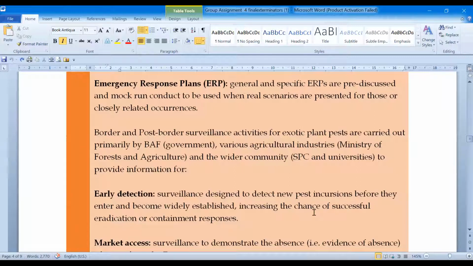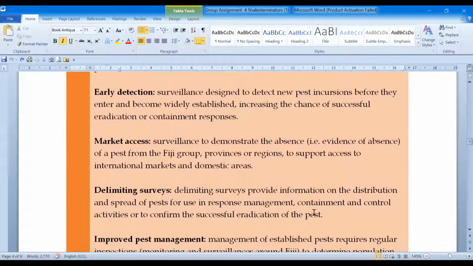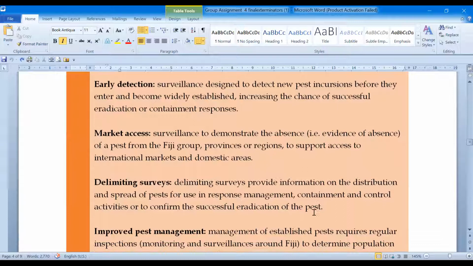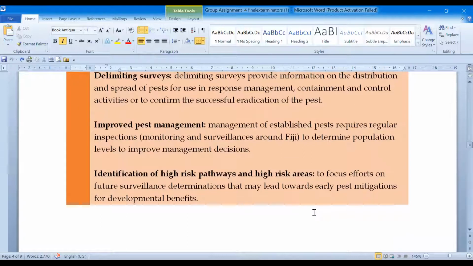And then early detection surveillance is designed to detect new pest incursions before they enter and become widely established, increasing the chances of a successful eradication or containment process. And then in terms of market access, surveillance to demonstrate the absence of a pest from Fiji provinces or regions, just mainly to support market access and domestic areas. And then the delimiting surveys, these are done on the distribution and spread of pests for use in response management, containment and control. And then improve pest management.